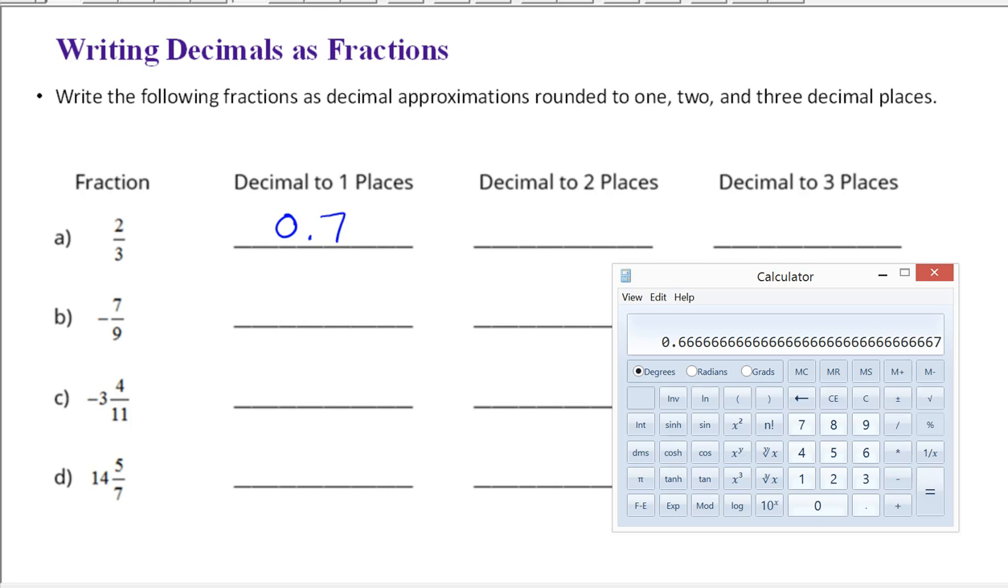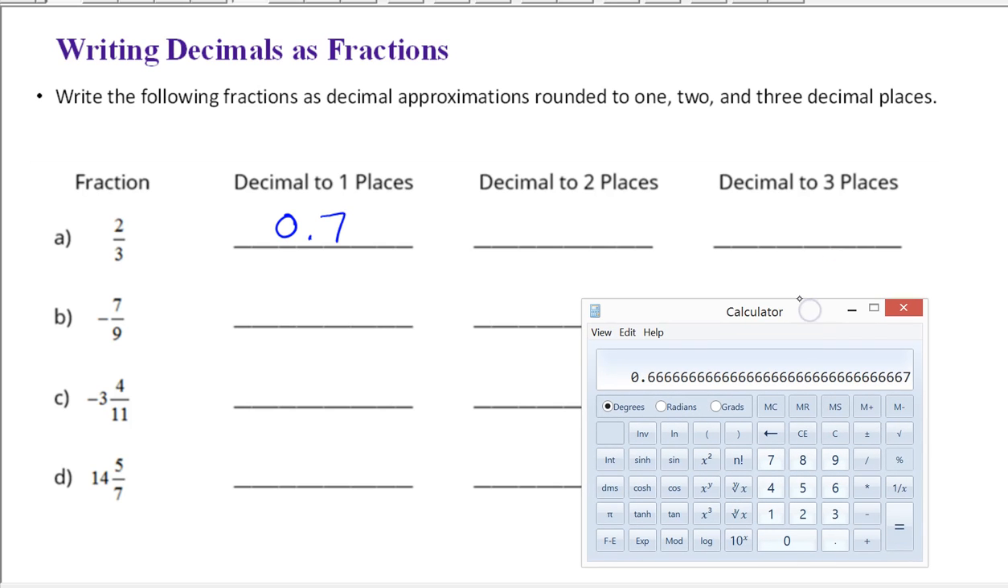Now we want to round to 2 decimal places. And it's tempting to look at your original 1 decimal place and use that in some way, but you actually need to look at the original decimal expansion. Because if we're going to round to 2 decimal places, we need to look at the third digit, which is 6, and round up from there, which means the 6 in the hundredths place changes to a 7. So it's 0.67.